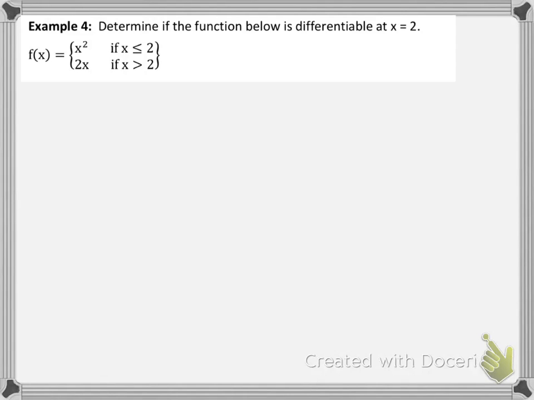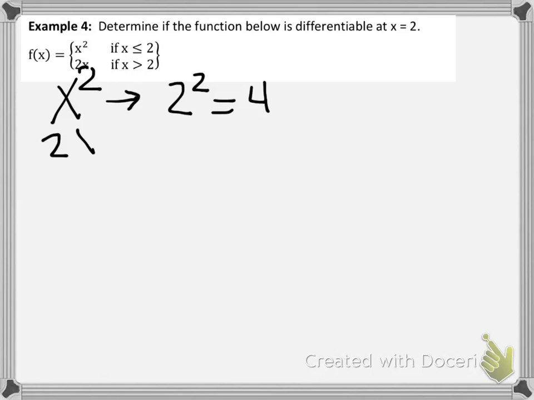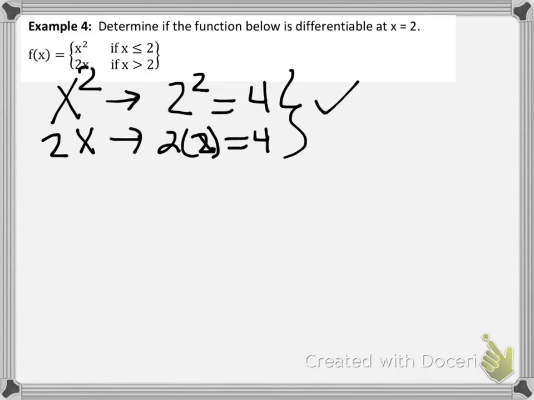Well, when I plug in 2 on x squared, what do I get? 2 squared, which equals 4. And in the bottom, 2x, well, 2 times x, or 2 times 2 in this case, equals 4. So we know it's continuous, alright? We know that this function here is continuous.